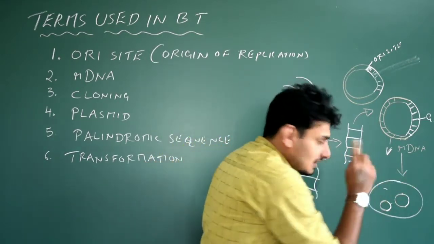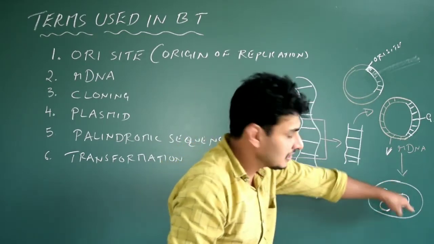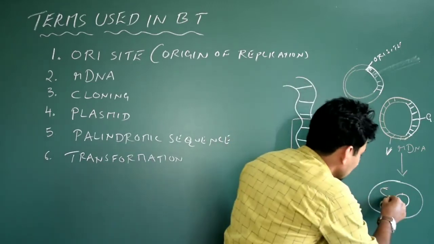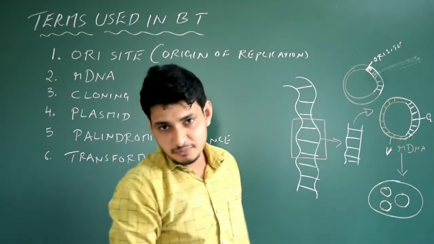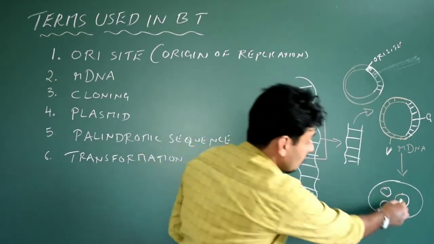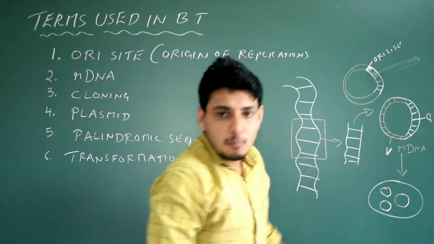Within the single bacteria, I have inserted only one recombinant DNA, but now I have two, but the bacteria remains as it is. Again, it undergoes further multiplication because of the ORI site replication. So I have three now, three recombinant DNA, and this process is nothing but cloning. Got it? Getting the identical copies of the DNA.